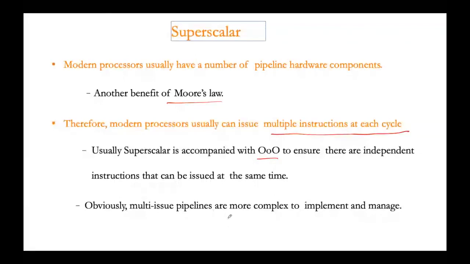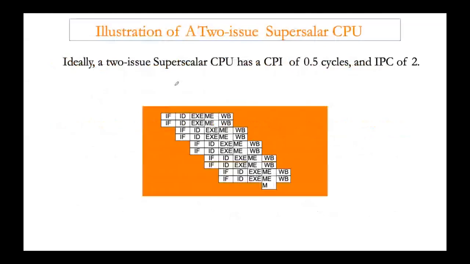So obviously the multi-issue pipelines are more complex to implement and manage. In this diagram, you can see a superscalar CPU with two issues. That means two instructions are issued at every cycle. So you will find two instructions in cycle 1, cycle 2, cycle 3, cycle 4, cycle 5. So it is giving multiple instructions.